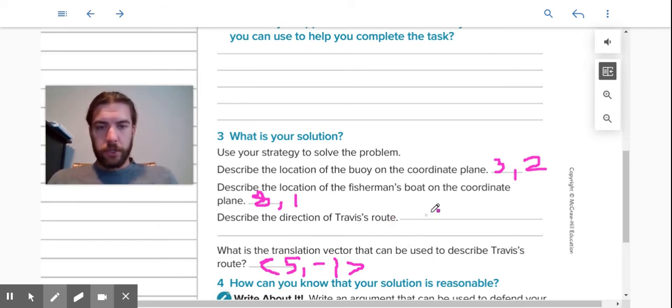The direction of Travis's route is, I don't know, I guess you'd say down and to the right, more to the right than down. I don't really know what kind of wording we're looking for here, but that's the general direction. It's down and to the right. And that's it. So this is how you would describe that vector between these 2 points.